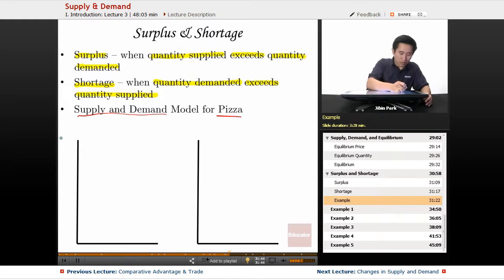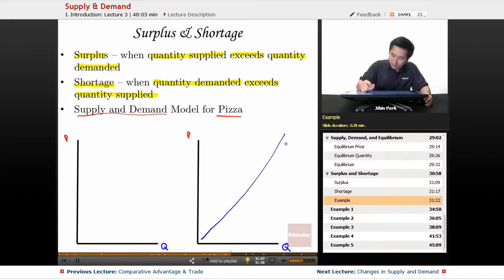So I'll set these two problems up side by side here with price on the y-axis here, and on the x-axis you have quantity. Okay, and we'll do a supply to the sky here, and then you have demand.